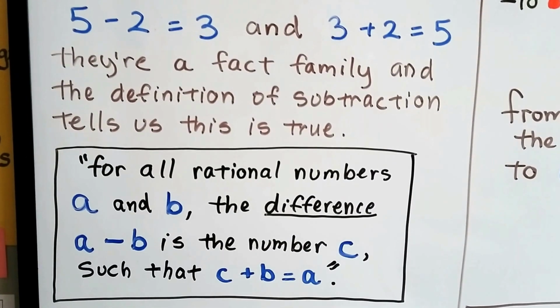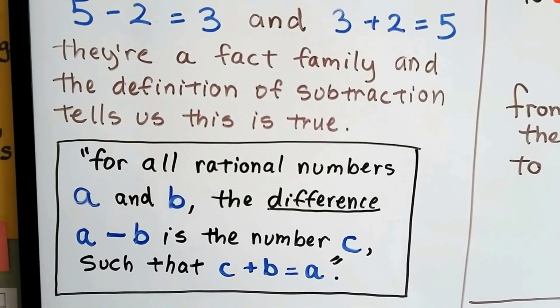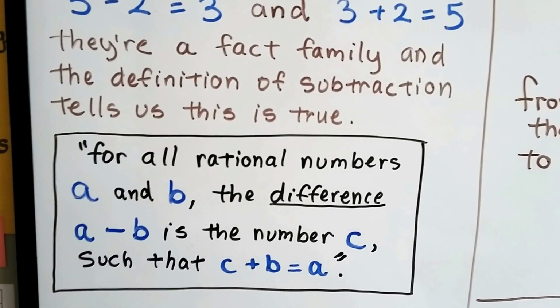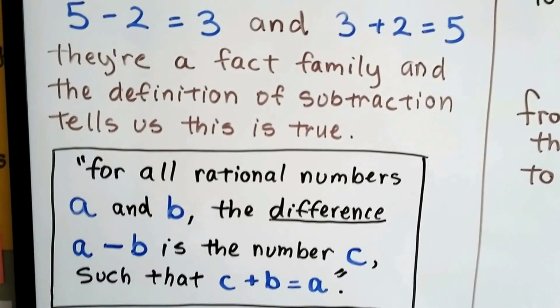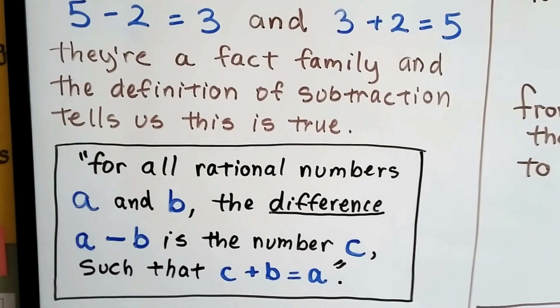This is the formal definition of subtraction. For all rational numbers a and b, the difference, a minus b, is the number c so that c plus b equals a. See? We just do it backwards. So we've got a minus b equals c, and c plus b equals a.